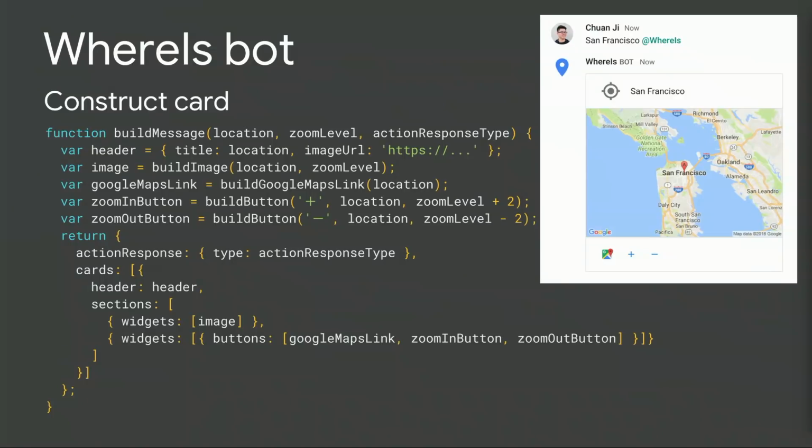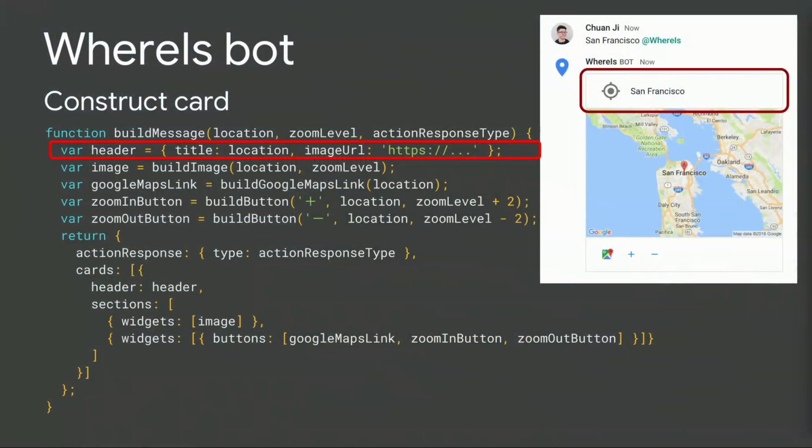So now let's look at buildMessage. This is kind of the meat of the code. As you saw before, it takes in the location that the user typed, the initial zoom level, and the response type. What we're going to do in buildMessage is construct each element or widget inside this card in sequence. So we start with the header. Just like the header, the other widgets are all represented by a plain JavaScript object. The header has 2 properties: a title and an icon.